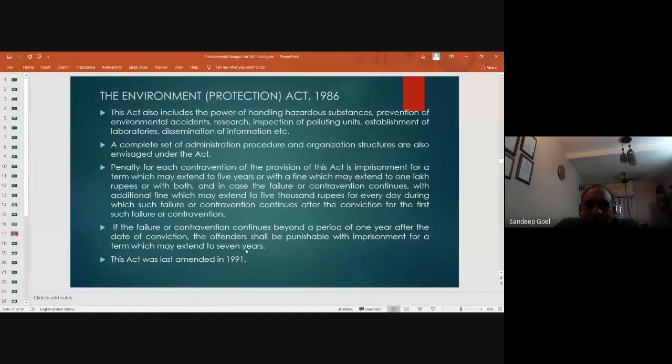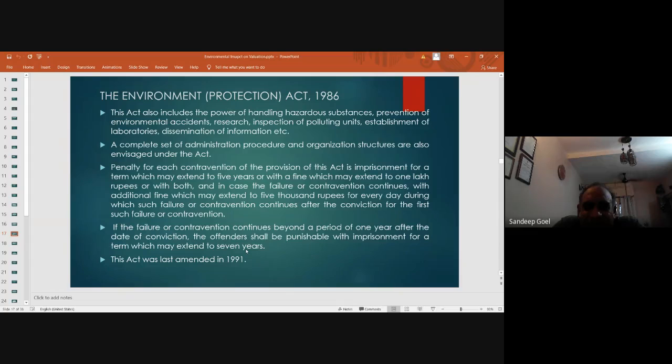These are the features of this act. This act also includes power of handling hazardous substance, prevention of environmental accidents, research, inspection of polluting units, establishment of laboratories, dissemination of information, etc. A complete set of administration procedure and organization structures are also envisaged under the Act.